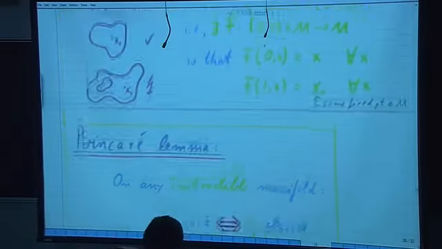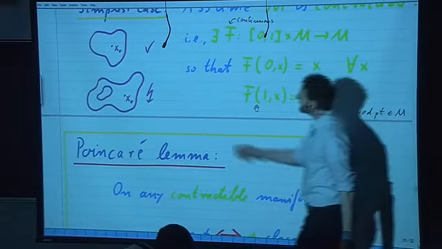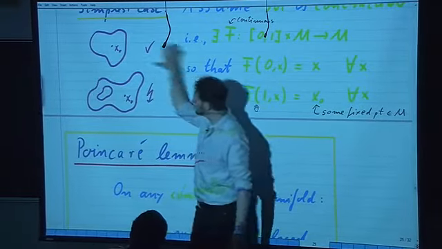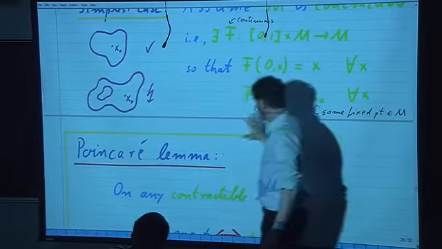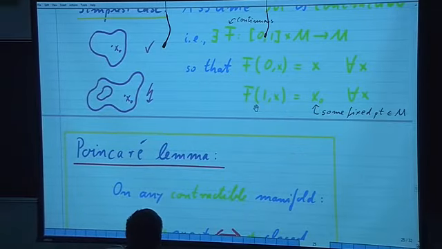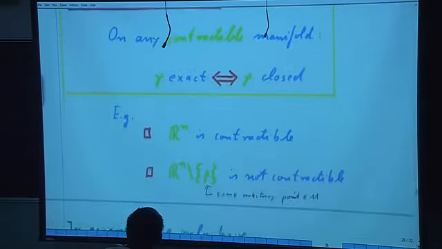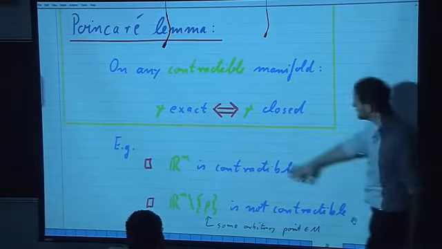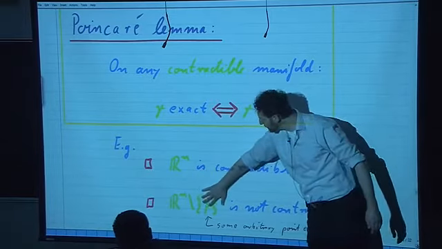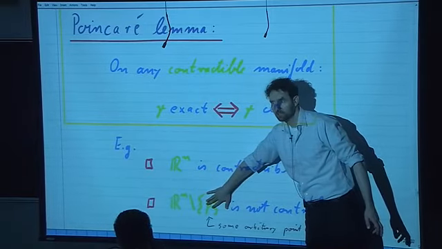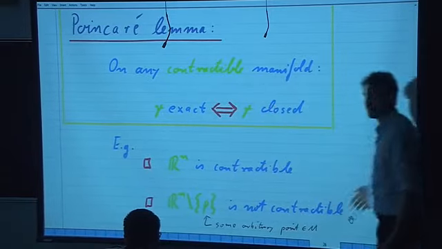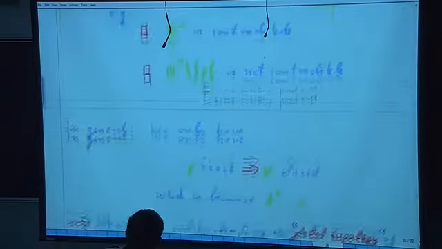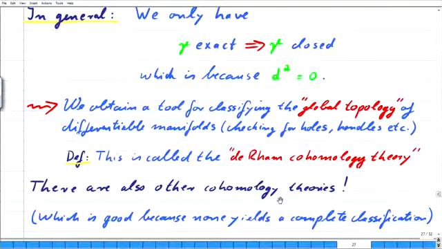Okay, but if it's not contractible, so if it has a global obstacle to this shrinking, then it's not the case. The Poincaré lemma then doesn't hold. So for example, Rn is contractible, but Rn with a point taken out of it is not. Because the patch can be as small as you want, even one point will do it. So in general, we only have that gamma exact implies gamma is closed, which is because d squared is 0.